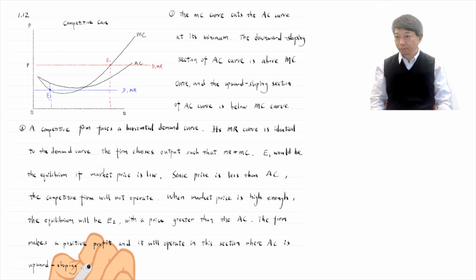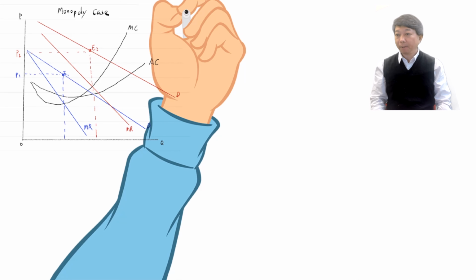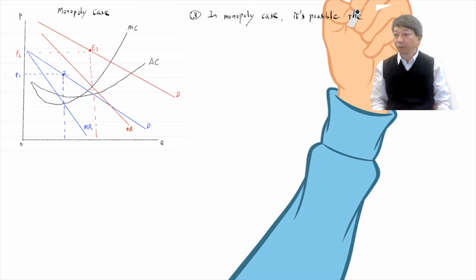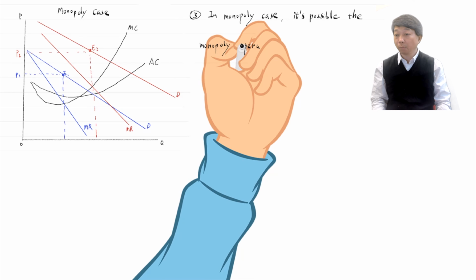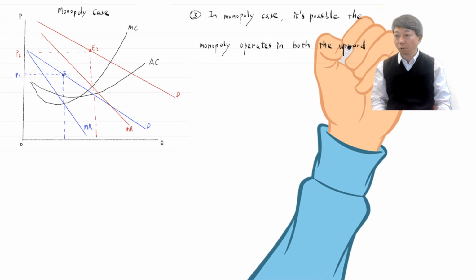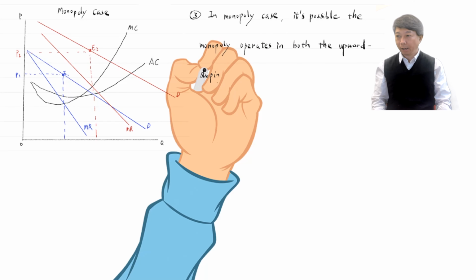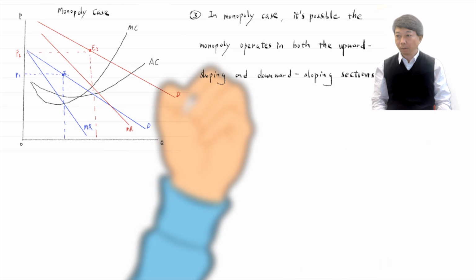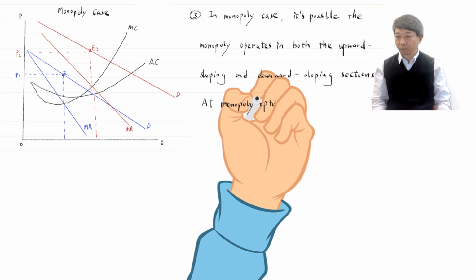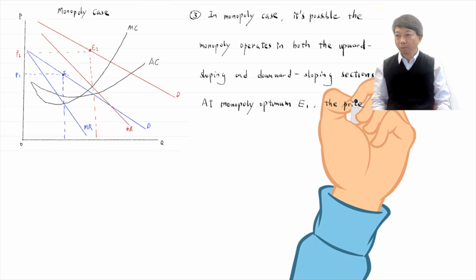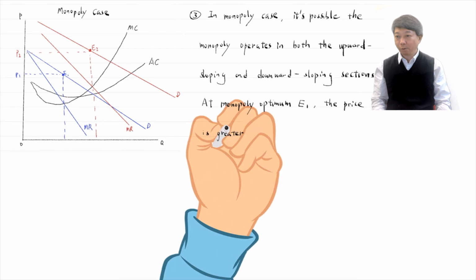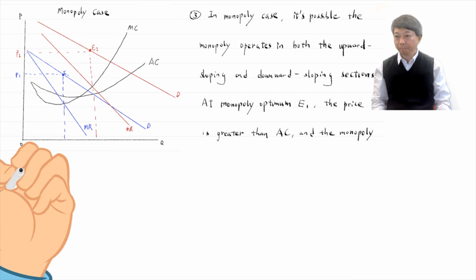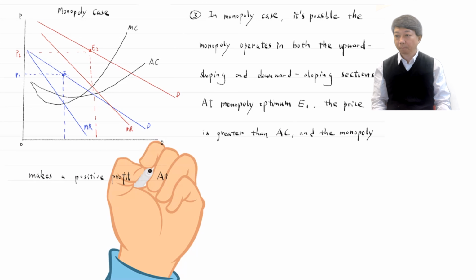By contrast, in the monopoly case, it is possible the monopoly operates in both the upward sloping and the downward sloping sections of the average cost curve. As shown in the graph, E1 is in the downward sloping part of the average cost curve. The price P1 is greater than the average cost at that quantity, and the monopoly makes a positive profit.